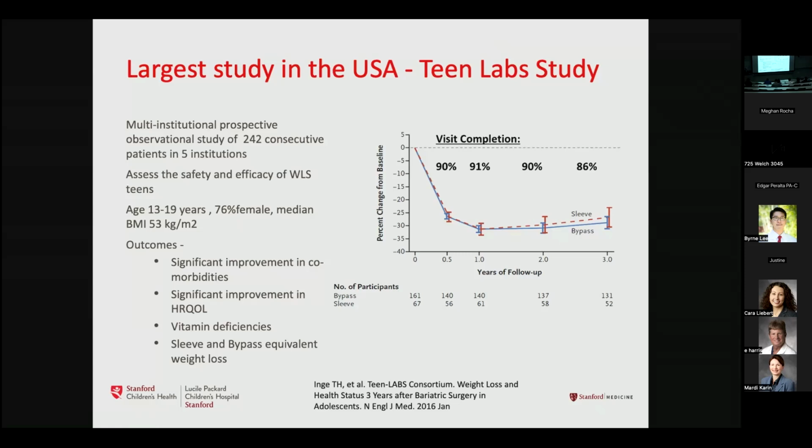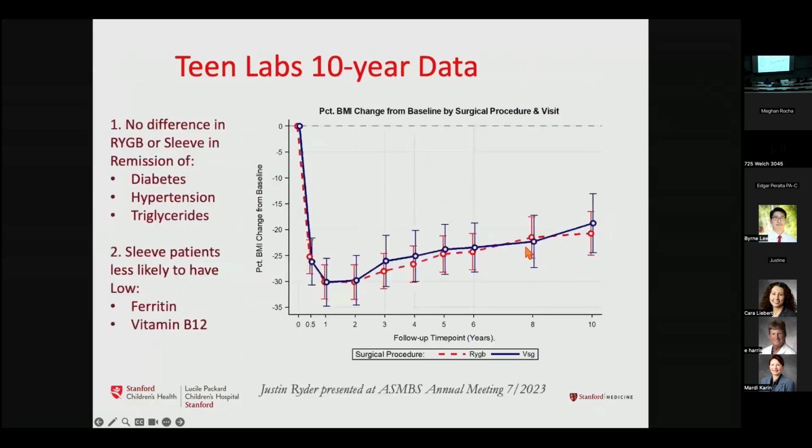They saw significant improvement in comorbidities, significant improvement in health-related quality of life. They did see vitamin deficiencies, and they saw that the sleeve and bypass had equivalent weight loss at 3 years. And then at 10 years, the same was true. Sleeve and bypass had equivalent weight loss. But there was no difference in resolution of comorbidities, so diabetes, hypertension, triglycerides, all of that improved the same whether you use the sleeve or the bypass in kids.